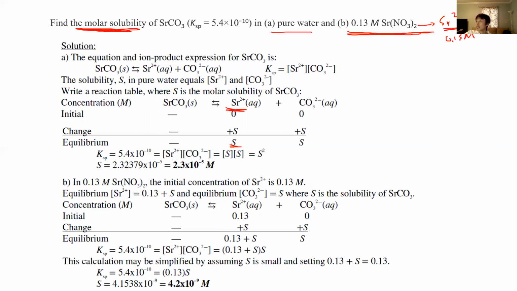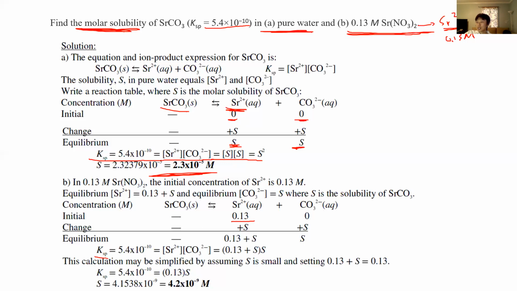In part A, when it's in pure water, you have no product at the beginning, so S at equilibrium. Because this is a solid, we don't have it in our equation. The Ksp is given, and it's actually equal to S squared, so we can solve for X. This is the molar solubility in pure water. And in B, the difference is that instead of having a 0 concentration at the beginning, we have 0.13.